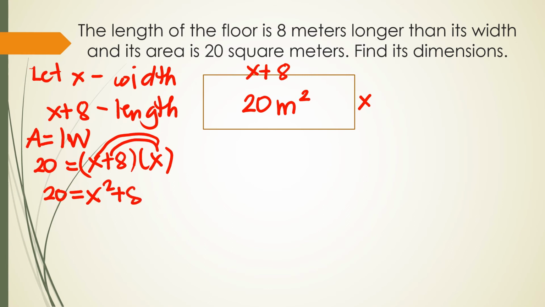We have here 8x. So, since it is not yet written in standard form of a quadratic equation, let us arrange it first. So, we have here x squared plus 8x minus 20 is equal to 0. Okay? So, we can use here factoring, completing the square, or the quadratic formula to get the value of x. Okay? So, let's use factoring.